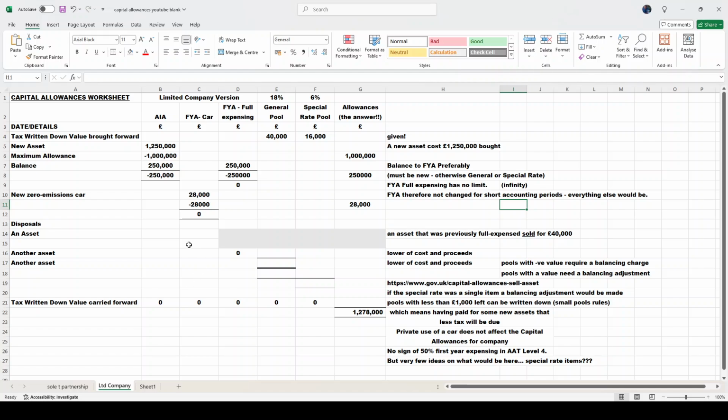So disposals, let's get rid of an asset. Now this one's grey because it is a little bit grey in the calculations. This asset was previously fully expensed. We don't need to know the cost, we just need to know the proceeds. Essentially, we claimed 100% allowance when we bought it, but we've now sold it for 40,000. So some new item, bought new, sold fairly quickly. We've only got 40,000 for it, but we claimed all the cost price as an allowance. So we're effectively giving the government some money back.